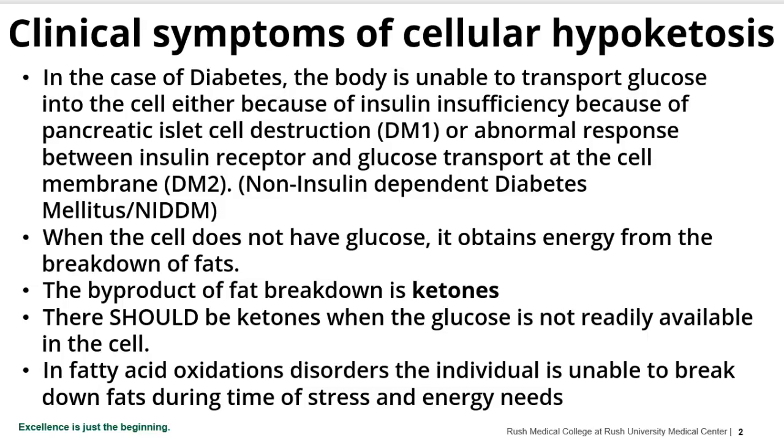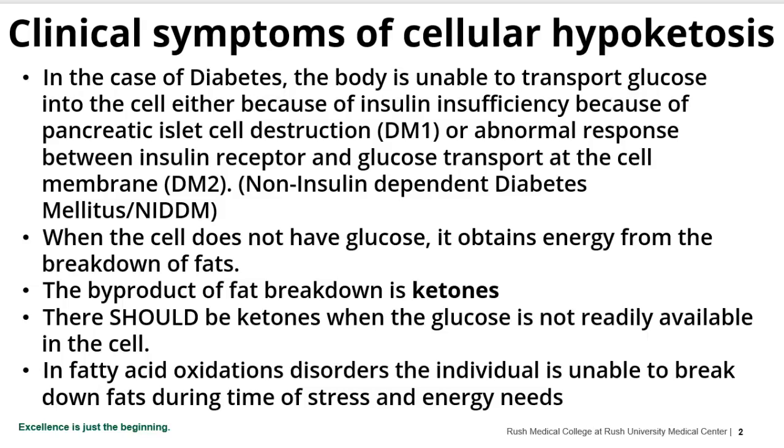When the cell does not have glucose, it obtains energy from breaking down fats. The fats are broken down in the liver and transported to the cells through ketone bodies. When we break down fats, the byproduct, like I said, is ketones. So when somebody has type 1 diabetes, you should see ketones in the blood and the urine, because that is a sign that the cells are finding a way to get energy.